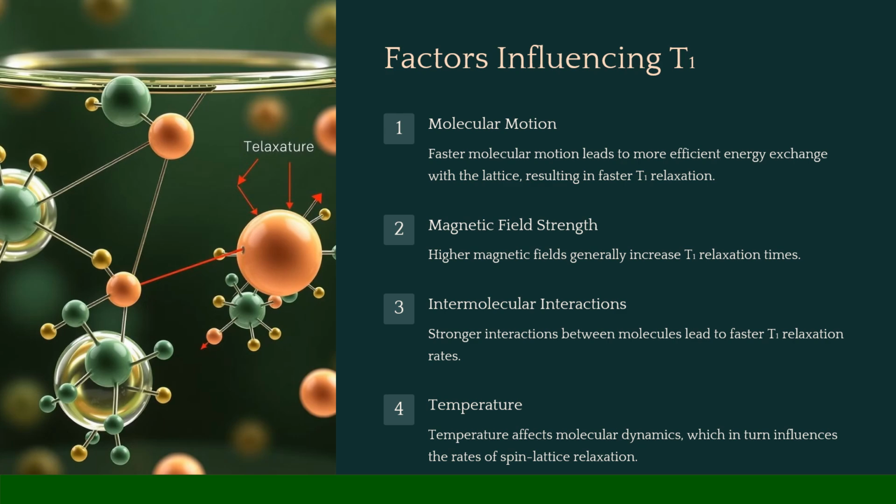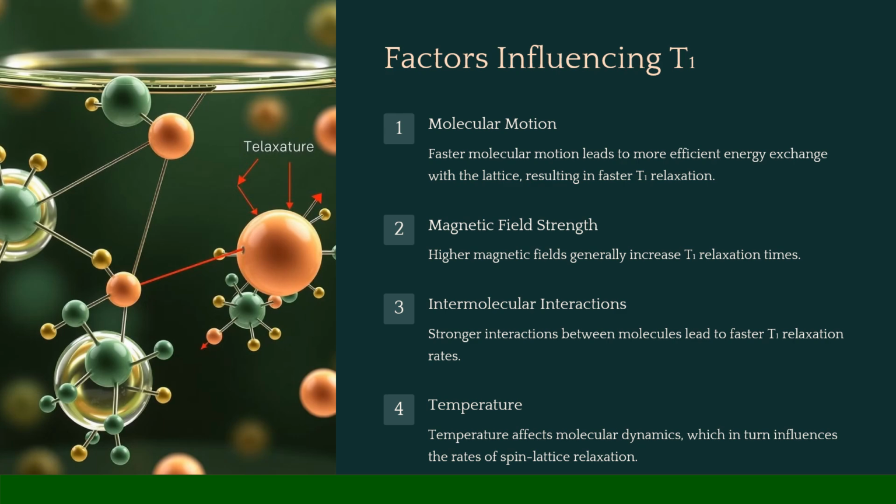Intermolecular interactions. The nature of the interactions between neighboring molecules also influences T1 relaxation. When molecules have stronger intermolecular interactions, such as hydrogen bonding or van der Waals forces, they facilitate faster energy transfer between spins and the lattice. These interactions help to speed up the relaxation process, resulting in shorter T1 times. In simpler terms, molecules that are more tightly coupled will lead to quicker relaxation compared to those with weaker interactions.